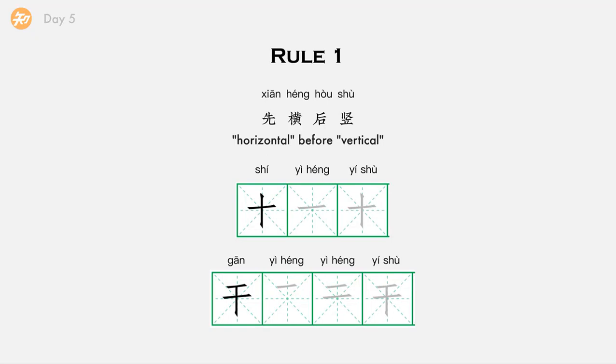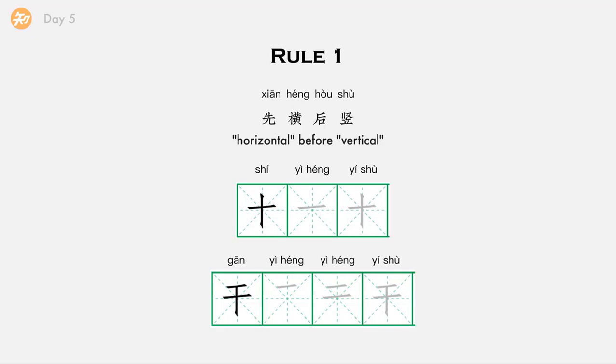It indicates that horizontal should be before the vertical. 先横后竖. 先 means something that is in the first place. 后 means in the second place. So 先横后竖 means first we write the horizontal 横, then we write the vertical 竖.